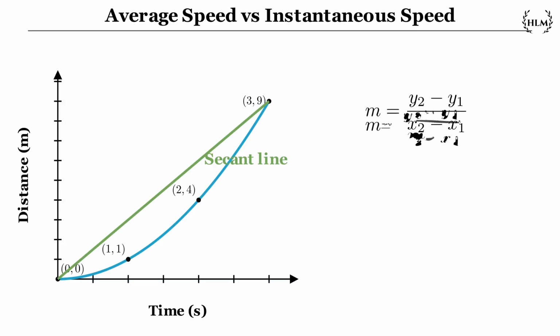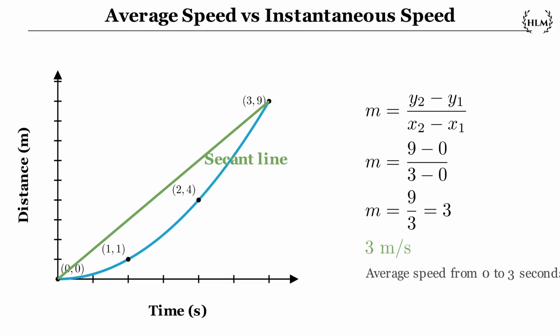So let's find it. The slope is going to be y2 minus y1 over x2 minus x1, which is 9 minus 0 over 3 minus 0, which is 9 over 3, which is 3. So that is 3 meters per second. And it makes sense. You walked 9 meters in 3 seconds. So that means your average speed from 0 to 3 seconds would be 3 meters per second. And it works out perfectly. So this line that connects (0, 0) to (3, 9) is also known as a secant. And the slope of the secant gives you the average speed in this particular instance because we're dealing with distance and time.